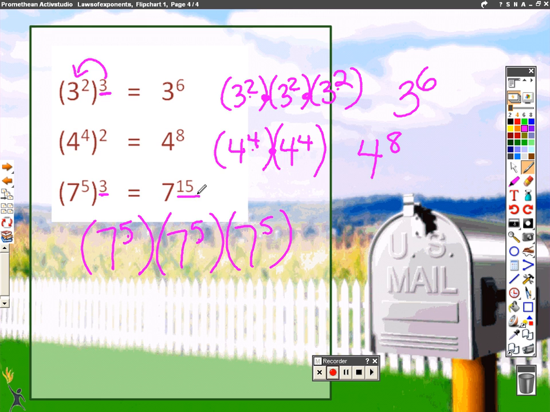Take a moment, look at the patterns, and see if you can come up with another way that I could have done this instead of writing it all out. If you said multiply, you're correct. 2 times 3 is 6. 4 times 2 is 8. 5 times 3 is 15. This only works when you have an exponent, parenthesis, and another exponent, when you have exponents in a row.